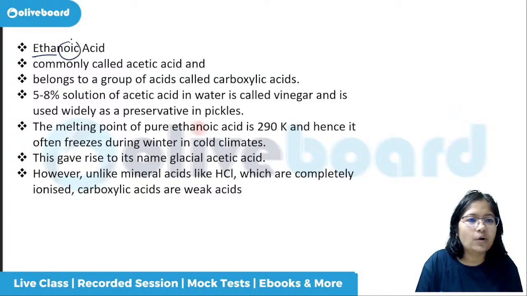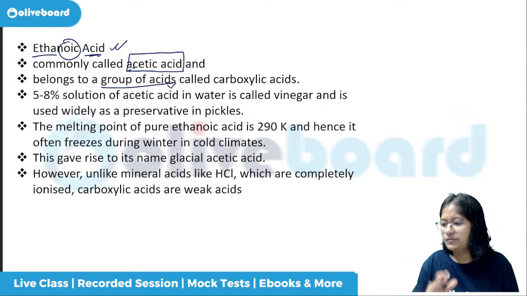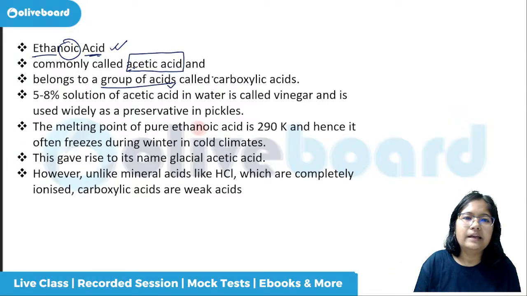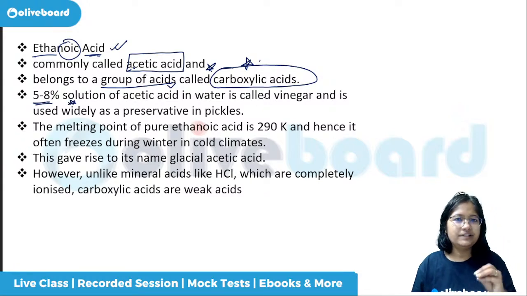Coming to the ethanoic acid group, okay, that is ethanoic acid. Now this is commonly called acetic acid, and it belongs to which group that is added here? The acid group. We have some diagrams also, we are coming to that. Okay, and these are called carboxylic acids. Now a 5 to 8% solution of acetic acid in water, that is nothing but what we call vinegar.